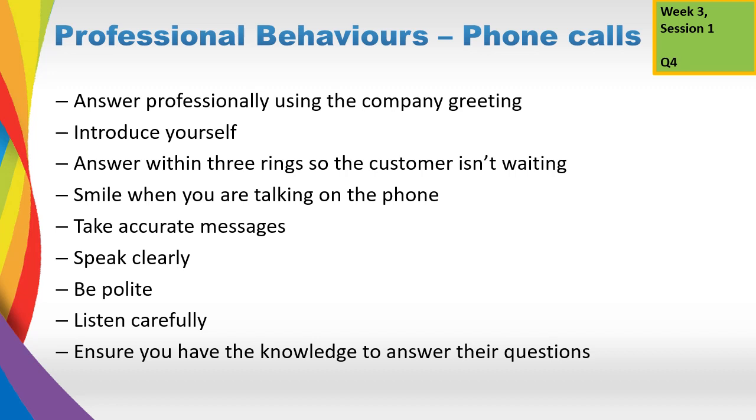Take accurate messages. What you don't want to do is make an error in the message that you take down. You need to make sure you're repeating the information back to that customer to make sure that the information you get is correct, especially if it's a phone number and they're asking for a call back. I always find that O and 8 sound quite similar in some accents. You need to make sure you're speaking clearly and politely, you need to listen carefully, and you also need to make sure that you've got the knowledge to answer their questions. You don't want to try and make it up on the spot.